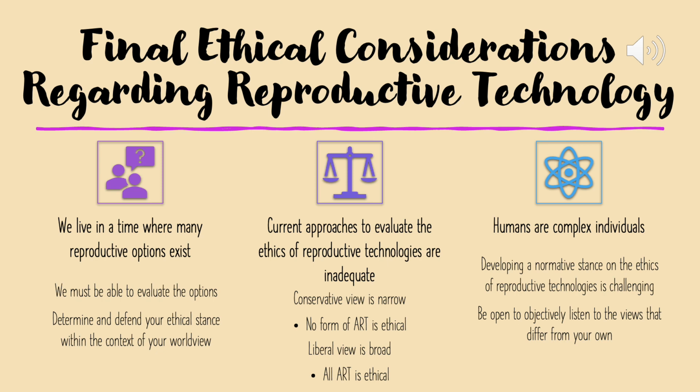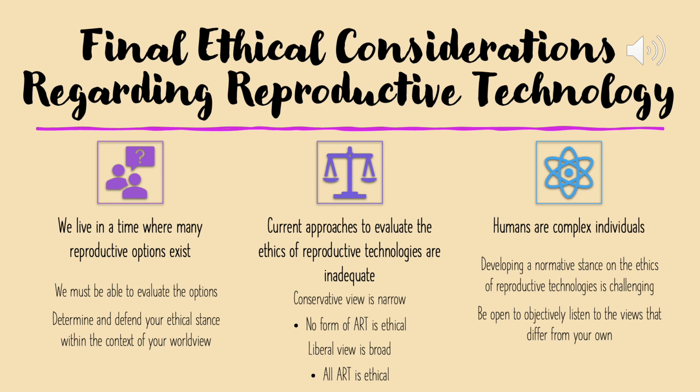You will find that one of your assigned readings in this week's module is a PDF document listing 41 different ways to make a baby. Before I really started digging into ethics and reproductive ethics specifically, I had no idea how many different ways there actually were to create a child. As we bring this lecture to a conclusion, the bottom line is that we live in a time in history when there exist many reproductive options. Therefore, as healthcare providers, as Christians, and as individuals, we need to be able to evaluate the options that are available. Each of us must be able to determine and defend for ourselves, within the context of our worldview, which of these options we deem ethical and which we deem unethical.